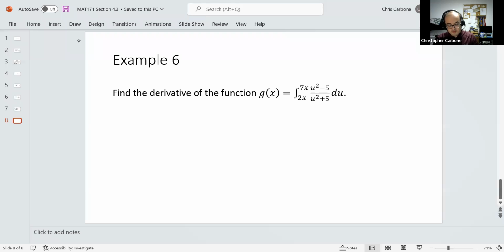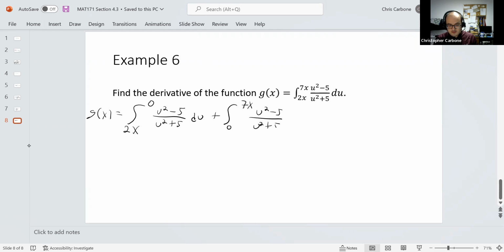And my last example, we want to find the derivative of this function g of x is equal to the integral from 2x to 7x of u squared minus 5 divided by u squared plus 5 du. So g of x would be equal to, we could break this apart with the value of 0. So this would be the integral from 2x to 0 of u squared minus 5 divided by u squared plus 5 du, plus the integral from 0 to 7x of u squared minus 5 divided by u squared plus 5 du.